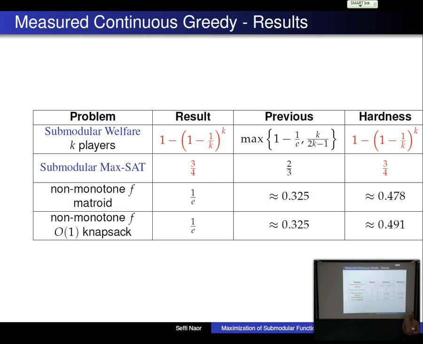What are the numbers for 0.478 and 0.491? Okay, so this is hardness. When you want to optimize a non-monotone function over a matroid, then the best you can do is 0.478. This is the best approximation you can get. Yeah, these are like integrality gaps, symmetry gaps. They're ugly numbers. So they're not roots of a polynomial? No. In some example you compute some kind of ratio.